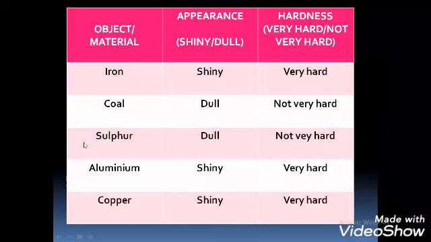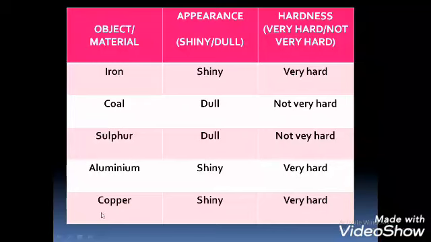Then sulfur. Sulfur is a tasteless, odorless, brittle solid substance. It is pale yellow in color. It does not shine much, so it is a dull material. Its appearance is dull and it is not very hard. When we try to beat it, what happens? It will break. Then aluminium. We are very familiar with aluminium utensils, right? These aluminium utensils have a very shiny appearance and are also very hard.